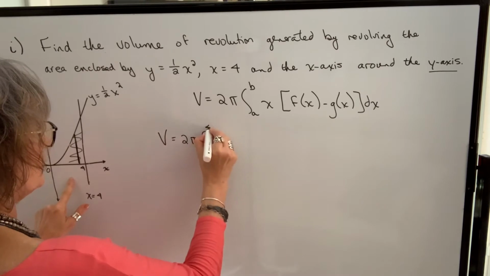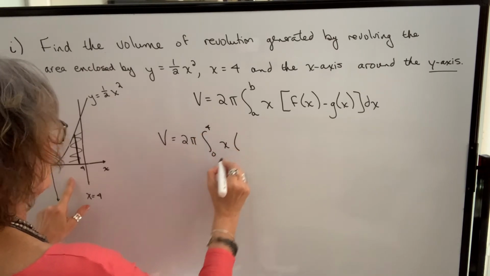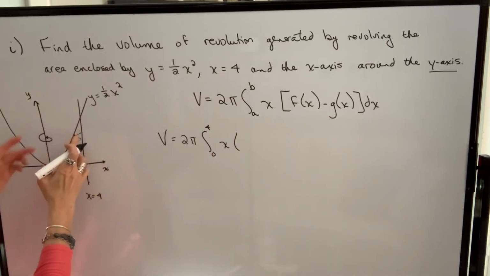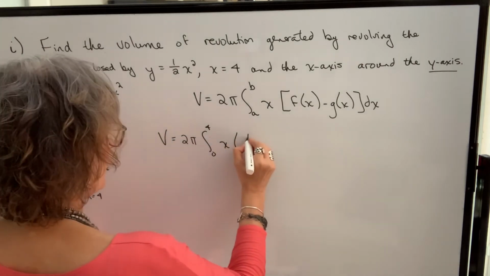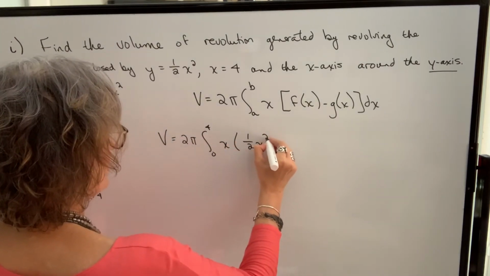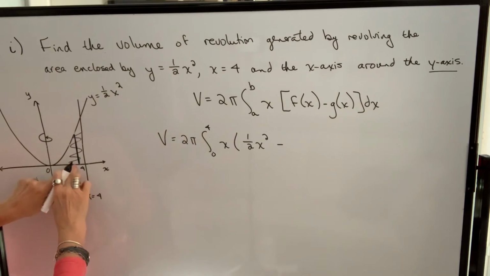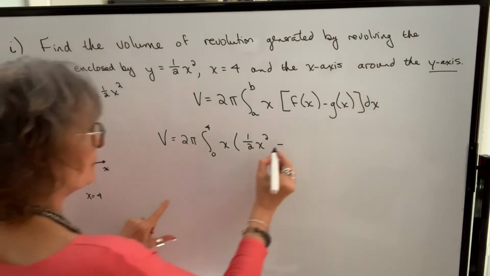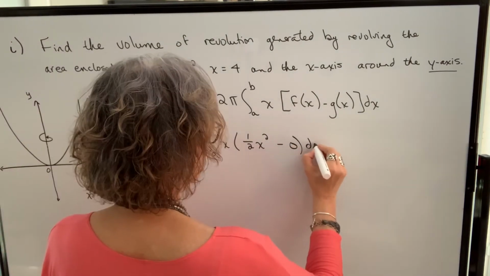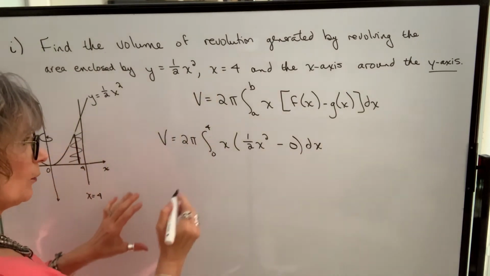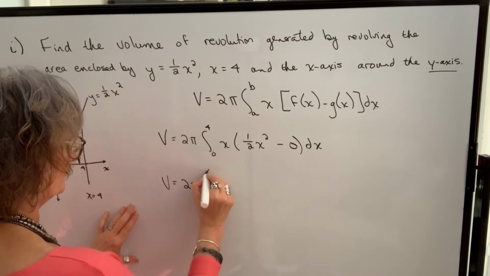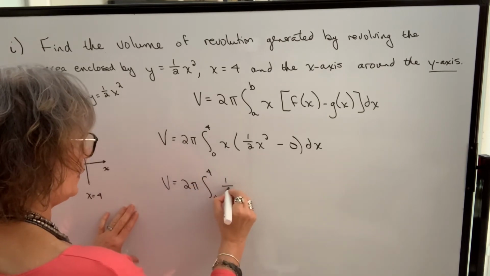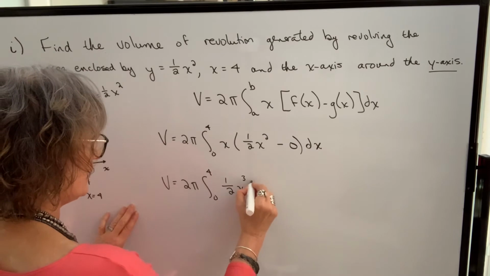From 0 to 4, x times f of x, that would be the top curve. We want to describe the length of this representative rectangle. So it would be the top curve, which is 1/2 x squared, minus the bottom curve, in this case y equals 0, so it's just a 0, dx. Now we're going to simplify. So we're going to have 1/2 x cubed dx.